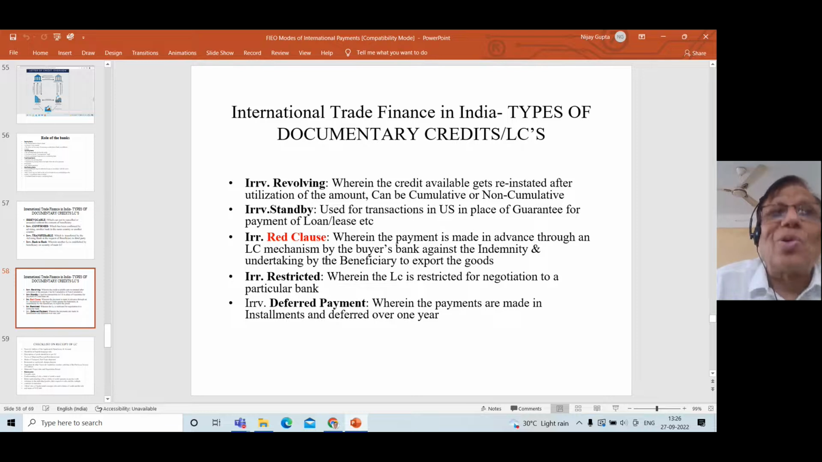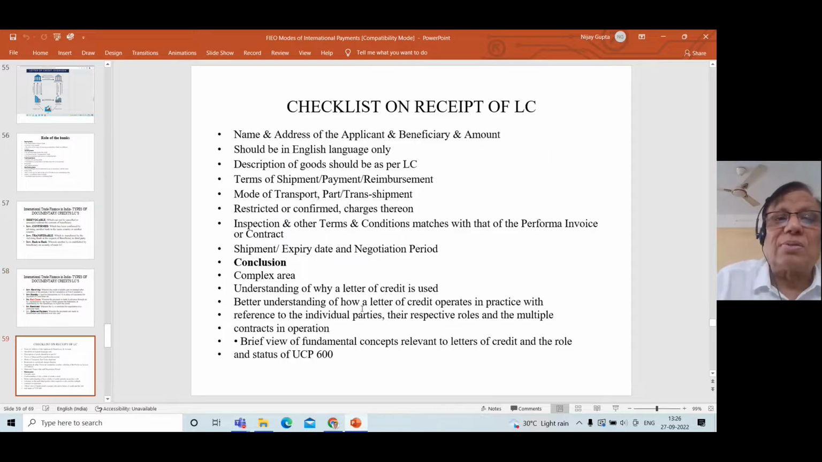The other could be the red clause. You can provide the advance. The beauty of LC is that it can provide you all the types of payment: advance payment, sight payment, deferred payment, right? It's a very beautiful part, a combination of all three payments. This kind of security, which no other paper can give you, is what LC provides. The next is restricted. An LC can be restricted to somebody else. It can be for a longer period, deferred 3 years, 5 years, 10 years.